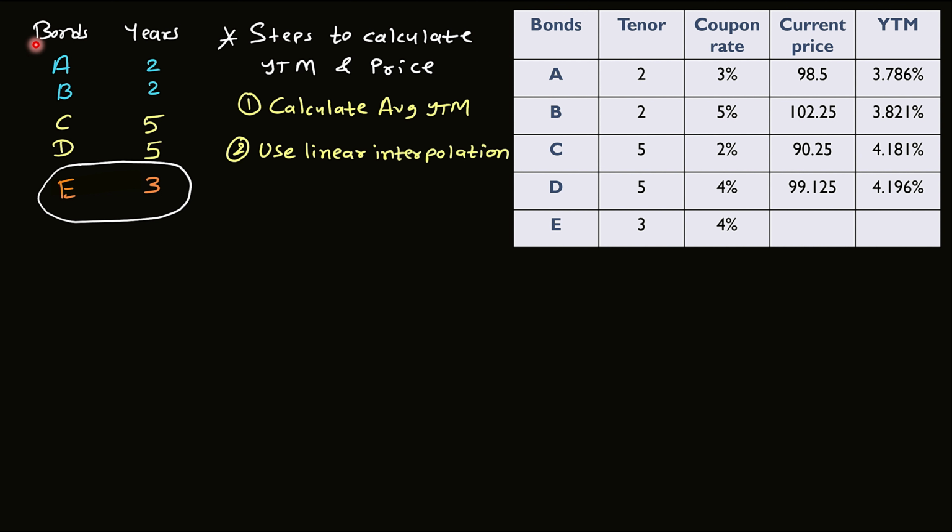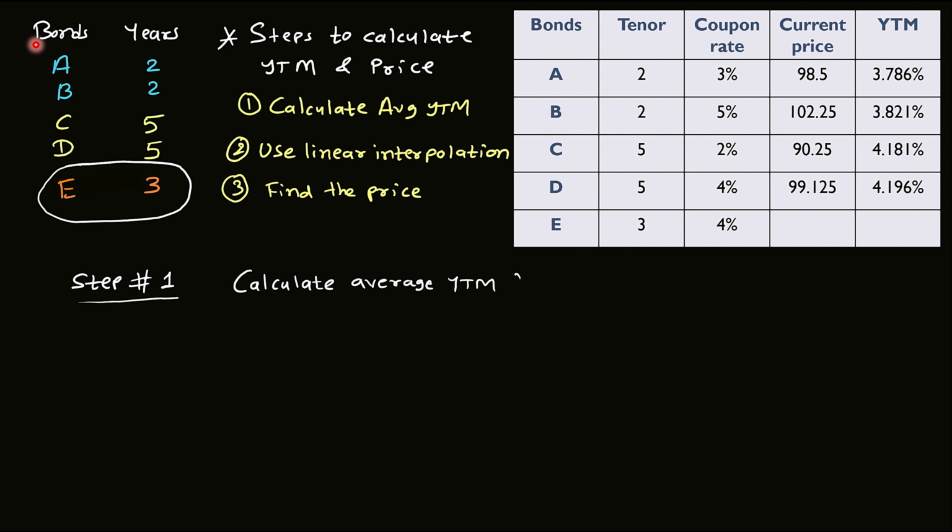And then once we have found the yield to maturity using linear interpolation, we can move on to step number 3, which is to find the price for the bond, which is E in our case. Okay. All right. So let's move on to step number 1, which is calculating the average yield to maturity for 2 years and 5 years.